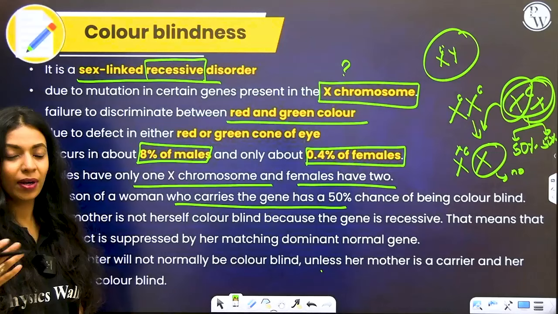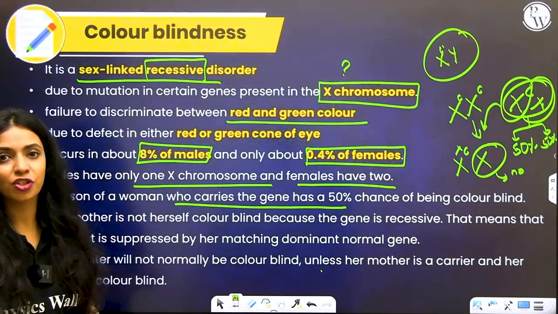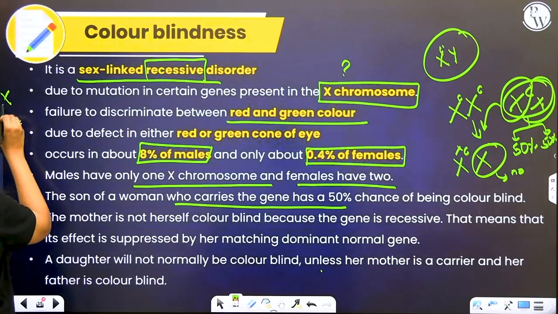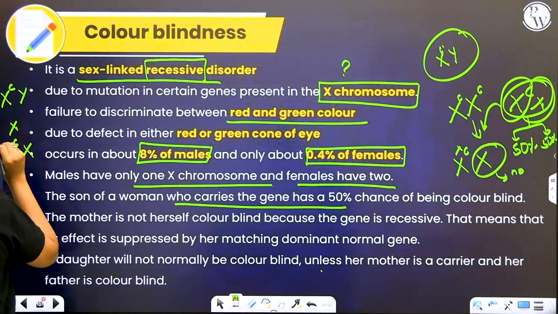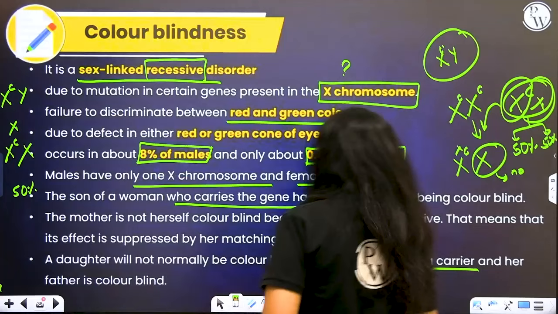But if she has a daughter and if that daughter has to be colorblind, then the mother, if she is a carrier, the father also has to be colorblind for that daughter to be colorblind. If the father is colorblind, X^cY, and the mother is a carrier, then there is 50% chance of the daughter to be colorblind. Okay? A daughter will not be colorblind unless her mother is a carrier and her father is colorblind.